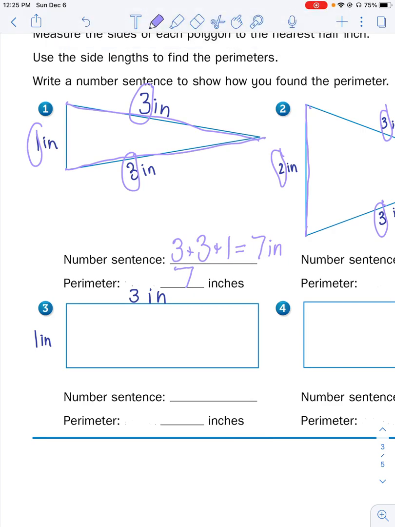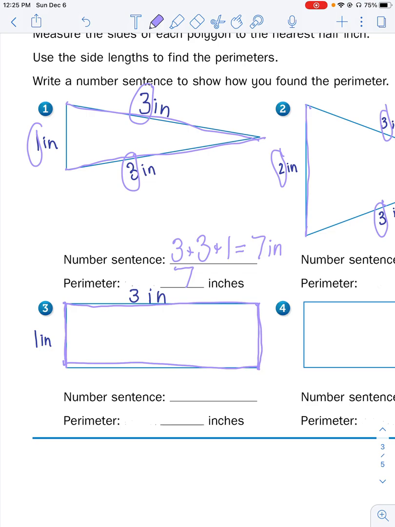Okay, now, what if they only give you 2 of the sides? And let's say you don't have a ruler, okay? I don't have a ruler right now, so what could I do? If I know that this side and this side are the exact same length because they're parallel to each other, and this side and this side are the exact same because they're parallel to each other, they're going to be the same length.